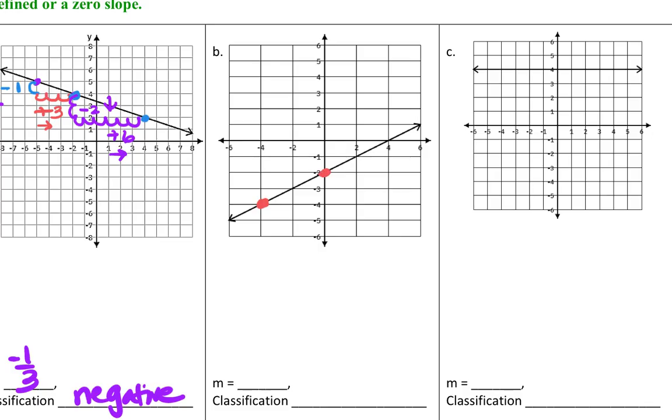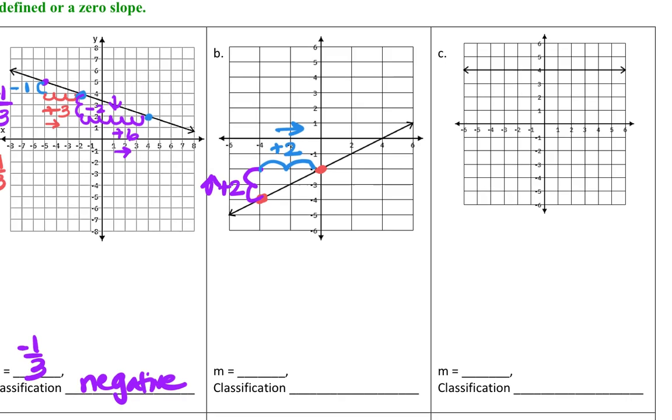So to get from this point to this point, should I go up or should I go down? Up. Is that a positive direction or negative direction? Positive. Because on the y-axis, that's where the positive numbers are, right? If I'm going to the right, is that a positive or negative direction? Positive, good. So if you notice, they're both positive.